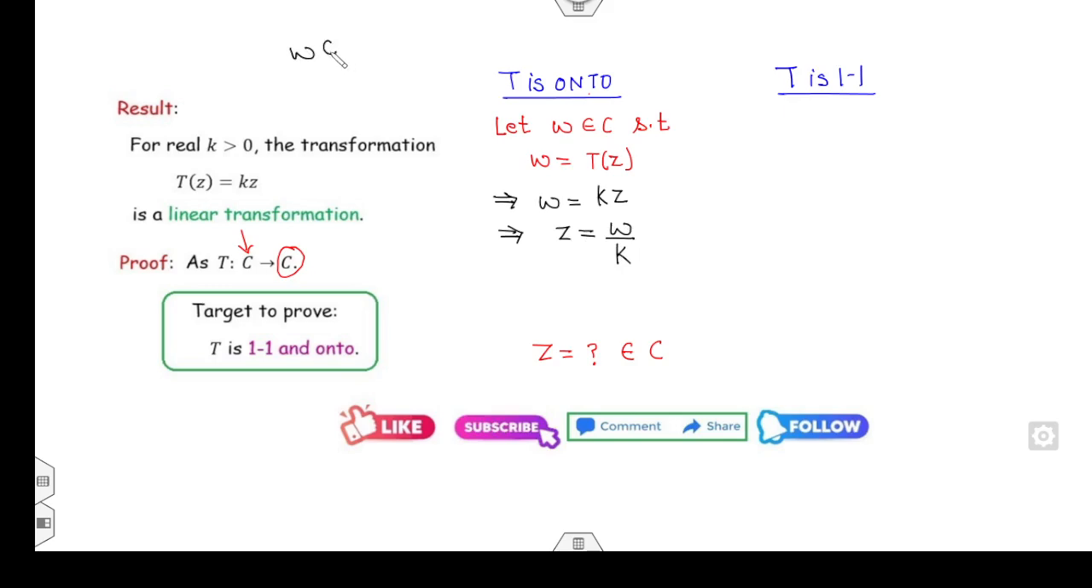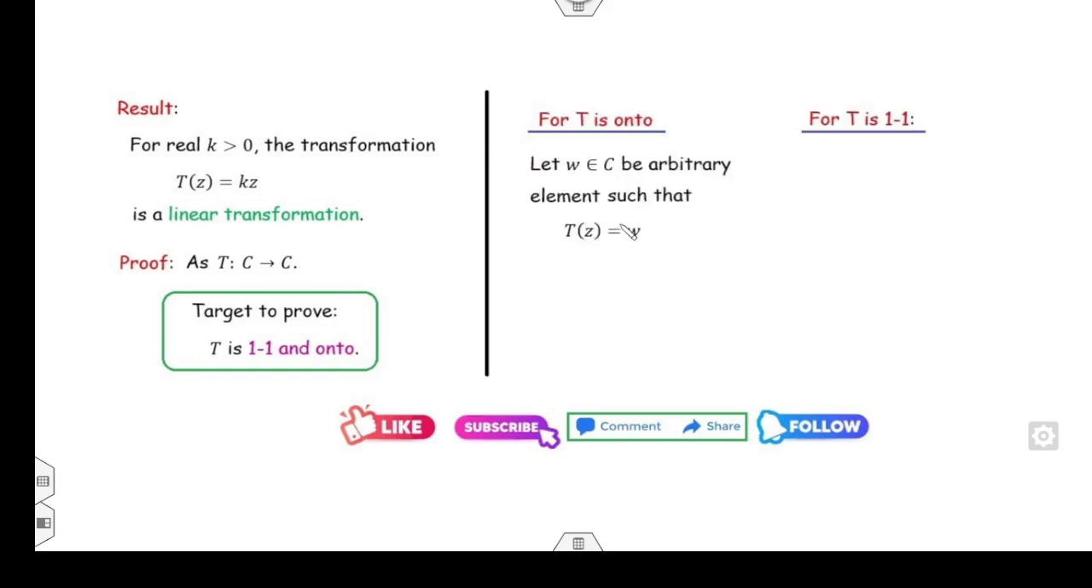Now W is a complex number, K is a real number. So what does it imply? W over K belongs to the complex numbers. Yes, we can find the value of Z. Therefore, T is onto. How can you prove one-one?